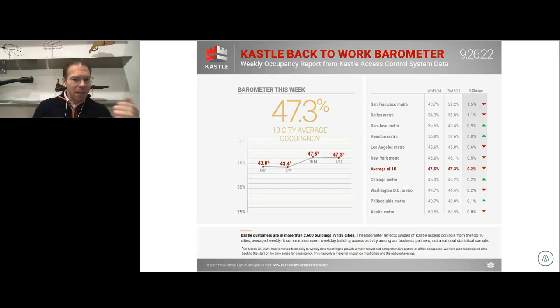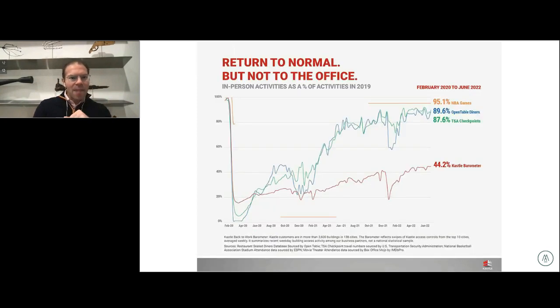Here's the Castle slide. Here we can see that occupancy, as I mentioned earlier, has mostly flatlined. And then I think what's also interesting, as I pointed out too, is that people are willing to go back to NBA games, people are willing to go out and dining, but 44%.